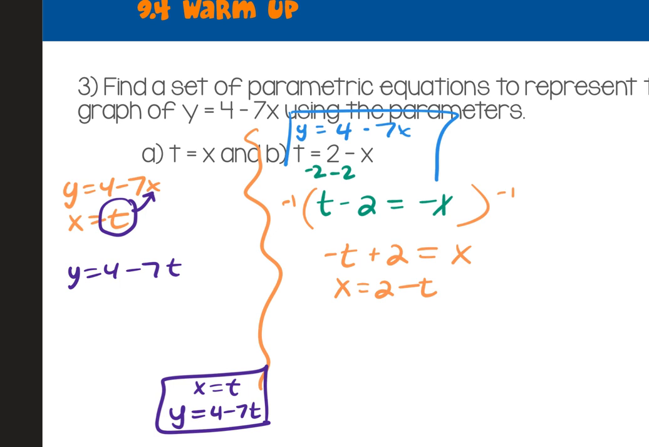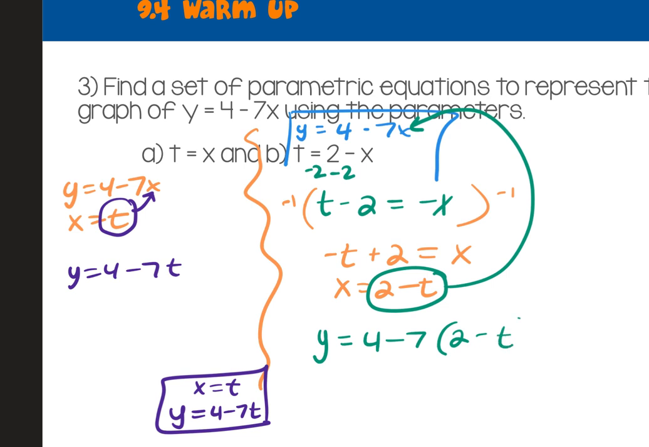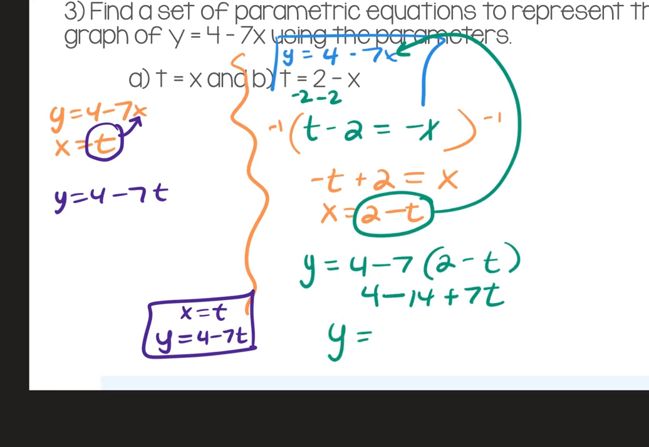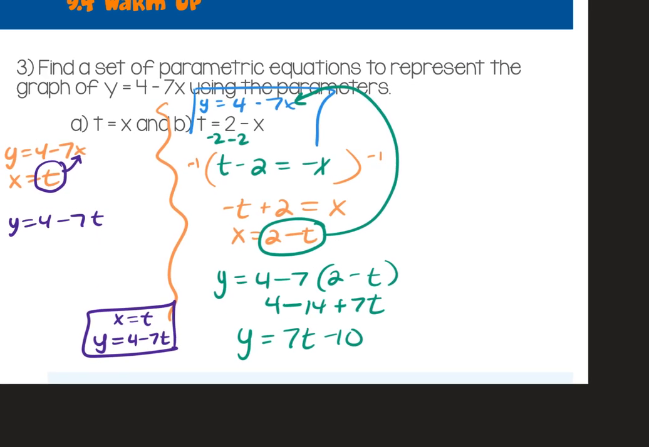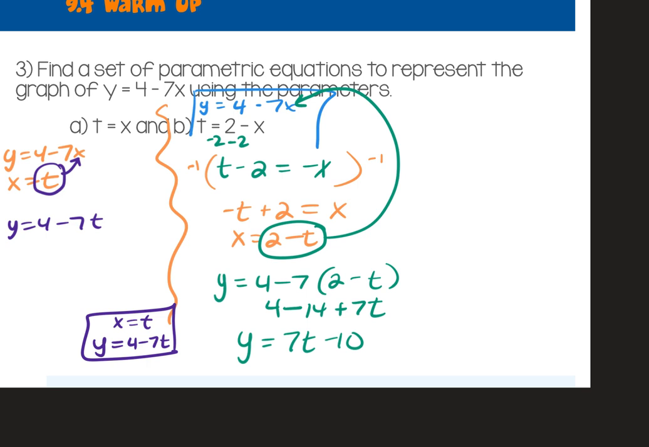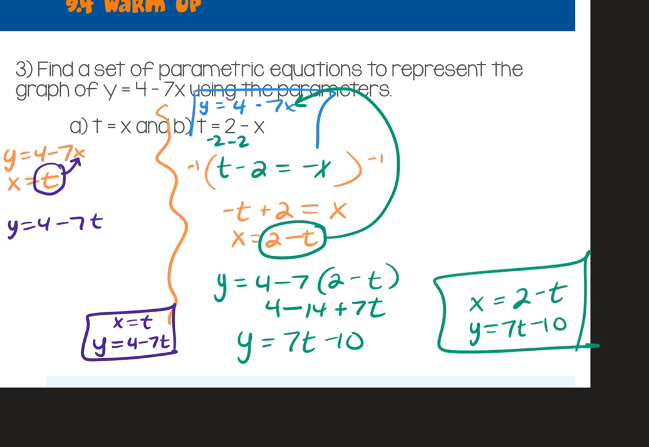And then I have to take that and plug it into the equation that didn't have the t. So this is going in the place of this x. So y equals 4 minus 7 times (2 minus t). 4 minus 14 plus 7t. And y equals, and again, order doesn't matter. I could do 7t minus 10, or I could do -10 plus 7t. That's your second equation for the parametric equations. The other one was x equals 2 minus t. So these are the two.